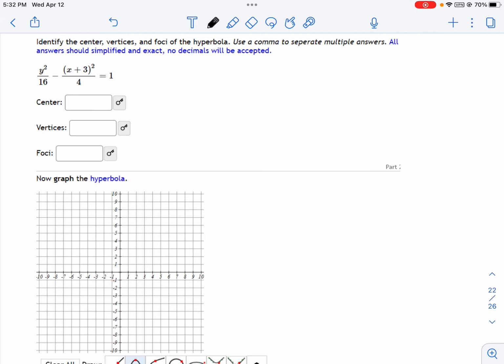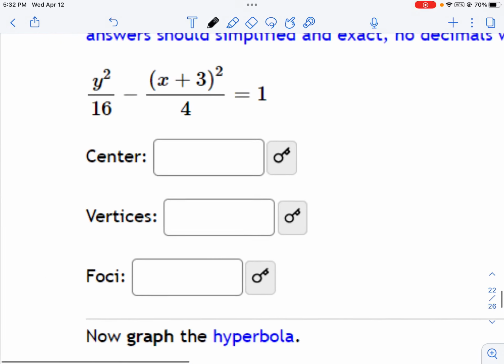So first off, got to find the direction or the orientation of your hyperbola. Looking at this one, how we can tell that is we essentially look at what's positive. You'll notice that you have a y squared term positive. That means that you have a vertically oriented hyperbola.